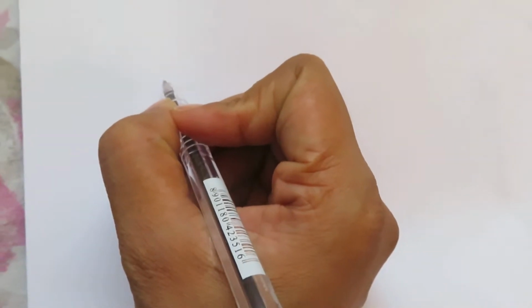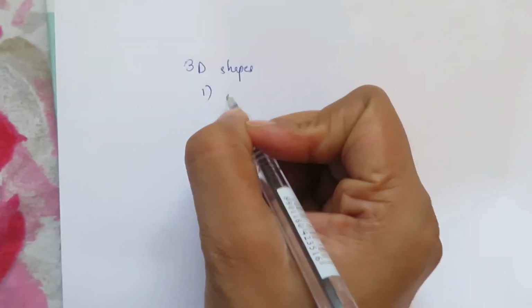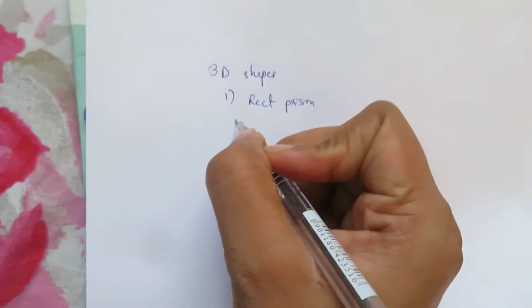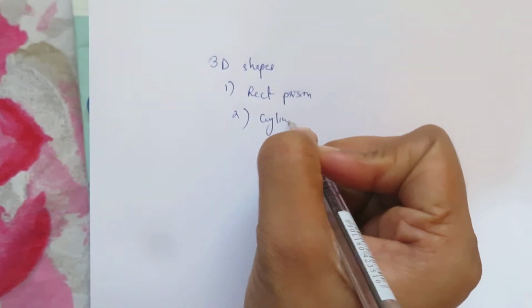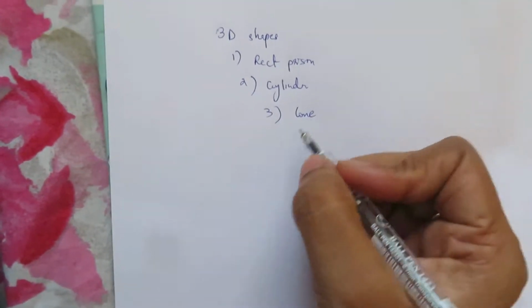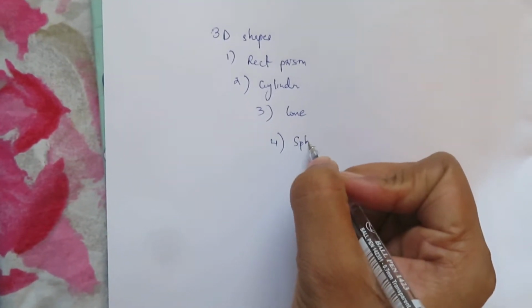Dear students, let's look into how you will find the area and volume of some 3D shapes. The 3D shapes that we have learned were a rectangular prism, then a cylinder, cone. These were the 3D shapes that we have learned. Another shape would be a sphere.